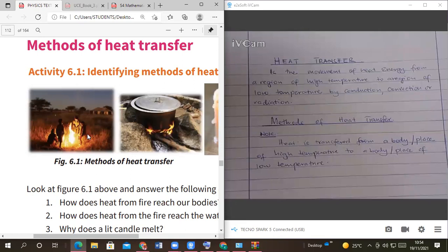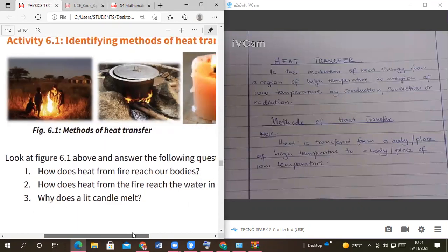So radiation and convection. Okay? Both of you, you're right. Okay. Now let us go to image 2. What is happening in image 2?